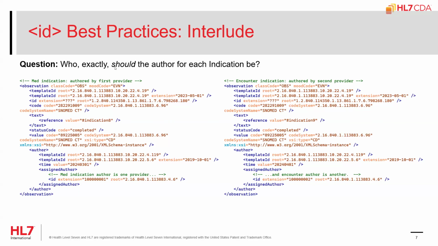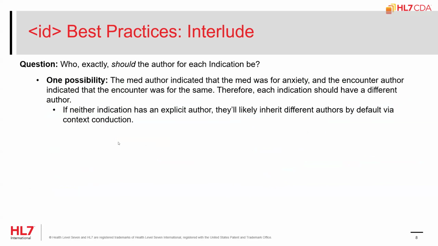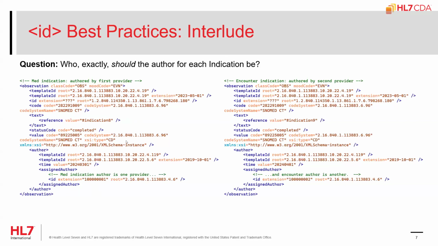There are two ways that this could go. One thing you could argue is the author of the med said that the med was for anxiety, and the author of the encounter said that the encounter was for anxiety. So therefore, the med author should be the author on the med indication over here. The encounter author should be the author on the encounter indication, and they should be two different authors.